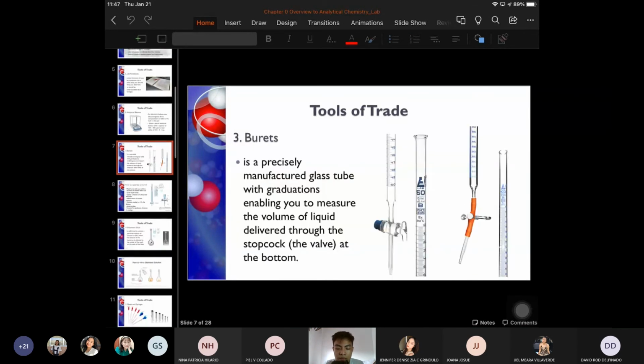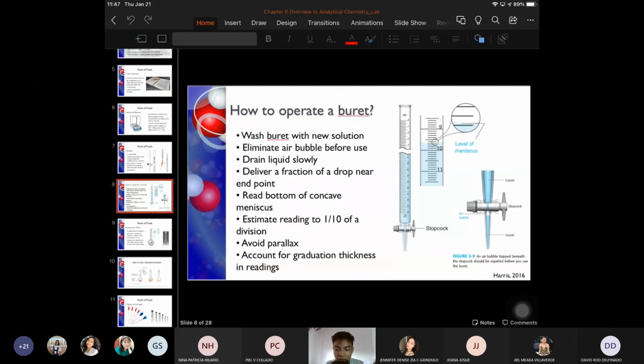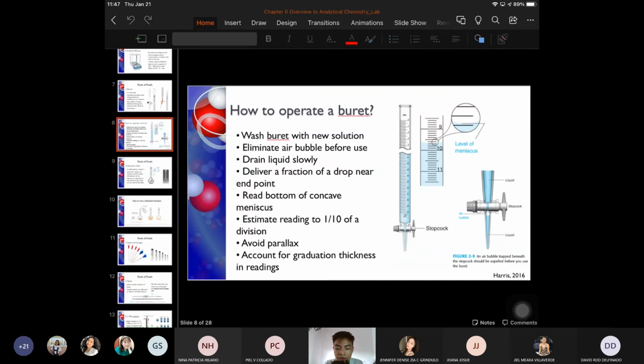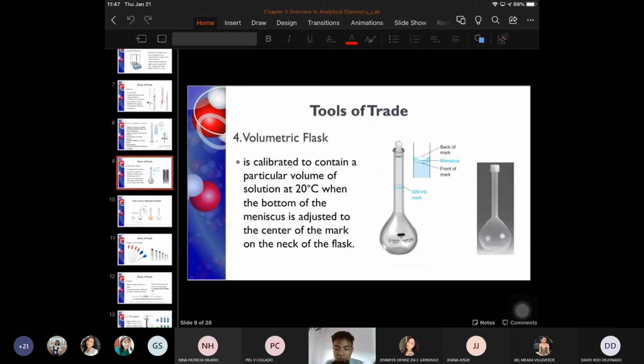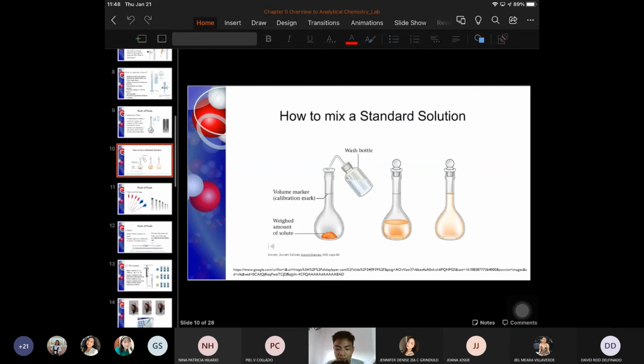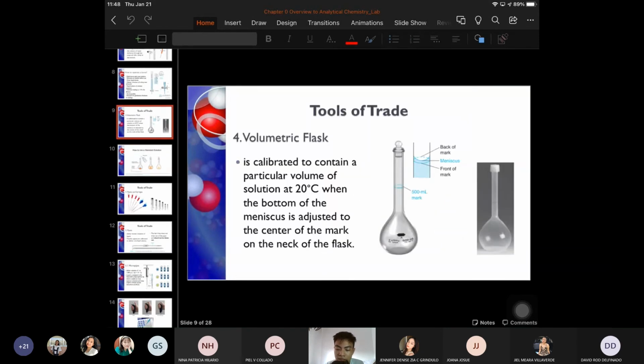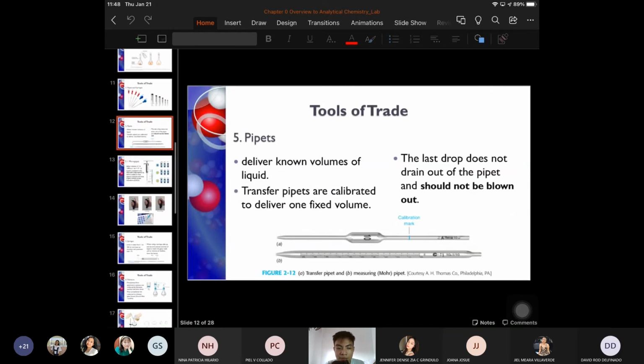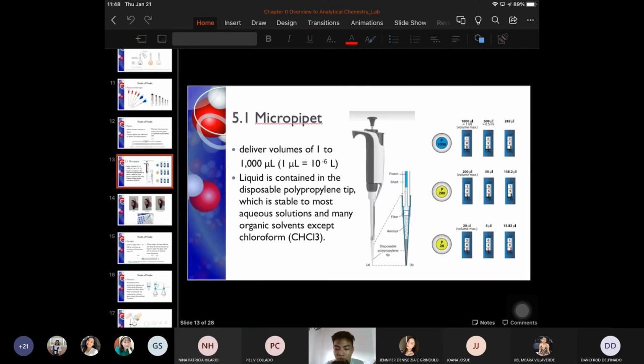Burettes, we use this to transfer liquids. Okay, and we read the lower meniscus as always at an eye view level, no, to avoid parallax errors. Volumetric flask, this is used to prepare solutions. Okay, iisa lang yung volume niyan because iisa lang yung kanyang graduation. No? Then pipettes, we use this to transfer small amounts of liquids. We do not blow the last drop, no? Hayaan mo lang siya tumulo.